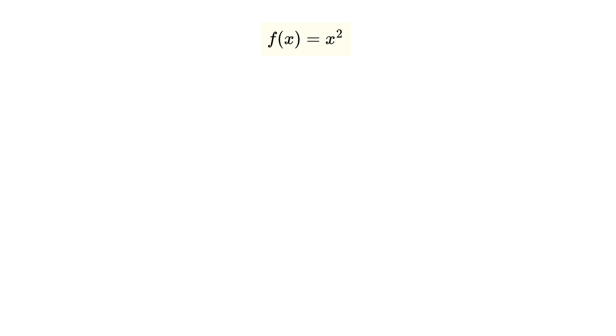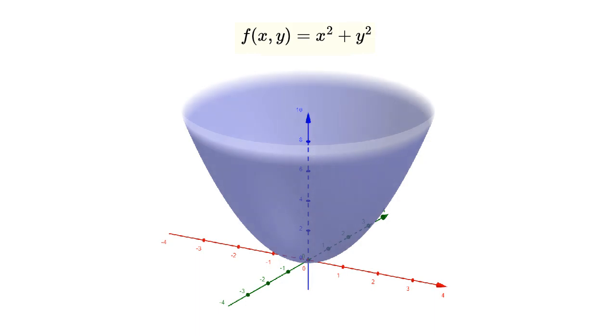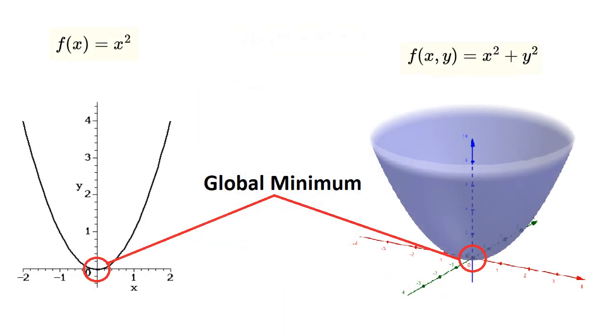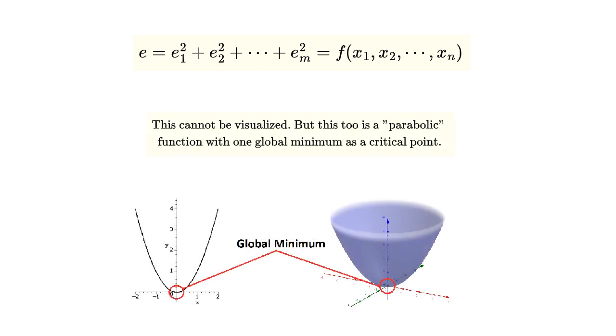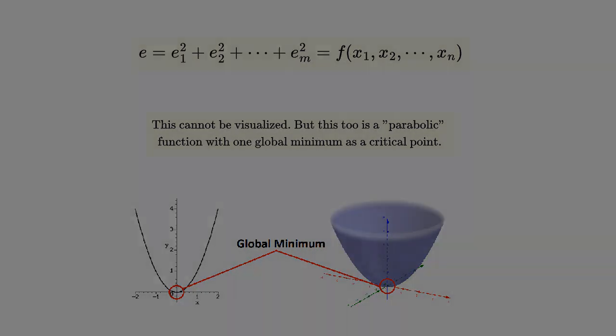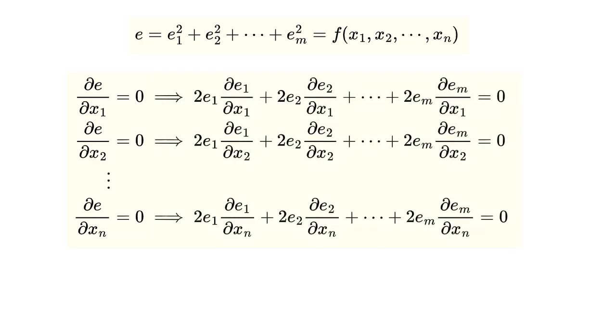This is a quadratic function in a single variable, and you would be aware that this is a parabola on the Cartesian coordinate system. Similarly, a quadratic function of two variables is a paraboloid in three-dimensional space. As you can see, both of these are convex shaped and have just one global minimum as the critical point. The total error function is but a quadratic function of n variables, and even though we cannot visualize it, the same intuition could be used to convince ourselves that this function too has a single critical point, which is a global minimum.